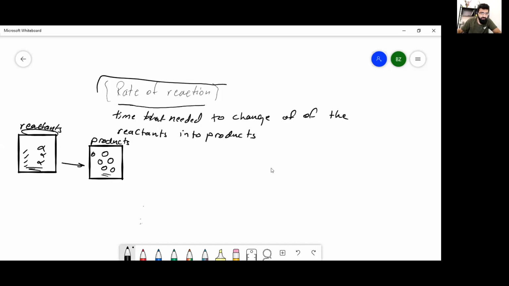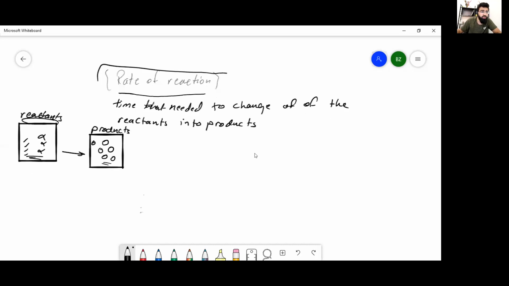Now, some reactions have a long rate, okay? Others have a short rate of reaction. That means a longer time or a shorter time to convert all the reactants into products. That's it.